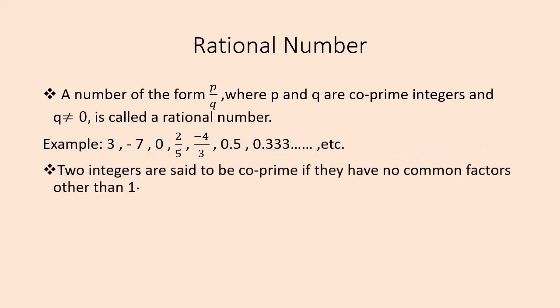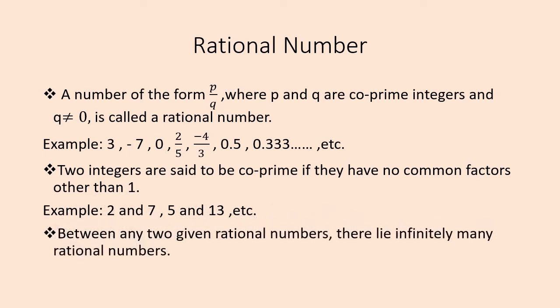Two integers are said to be coprime if they have no common factors other than 1. You can make it more clear by an example: 2 and 7 are coprime because the factors of 2 are 2 and 1, and 7 has only the factors 7 and 1. So the common factor is 1. 2 and 7 are coprime numbers, the same way 5 and 13.